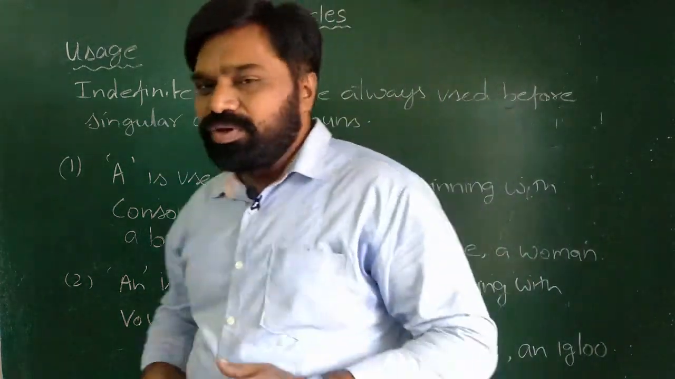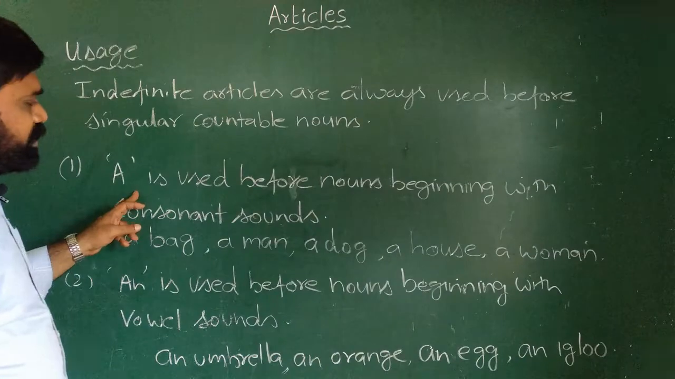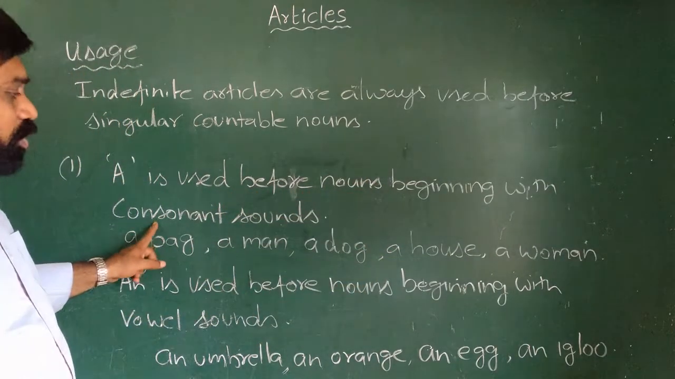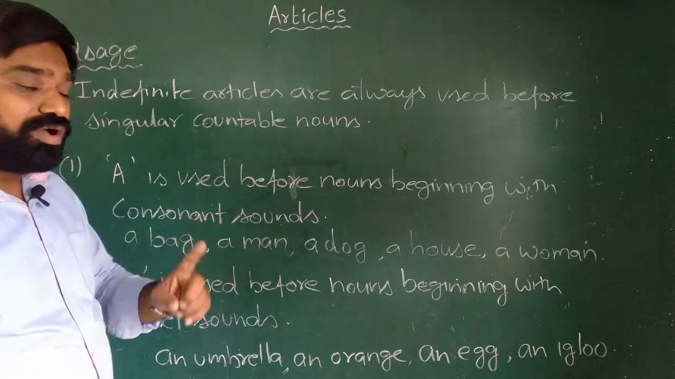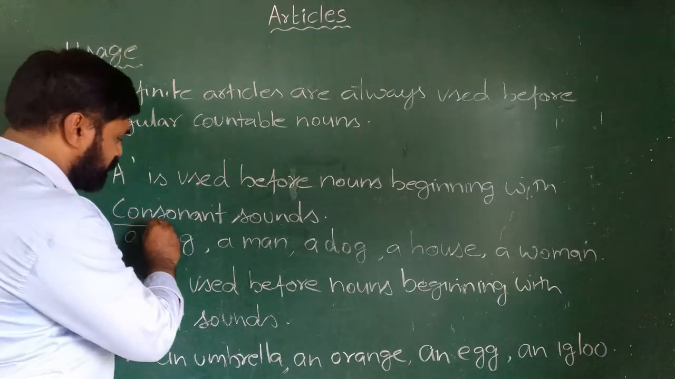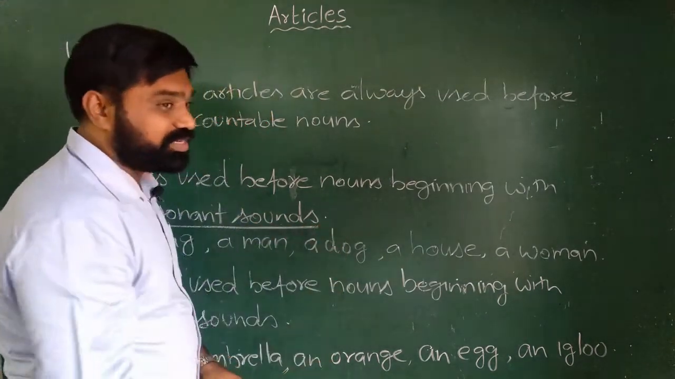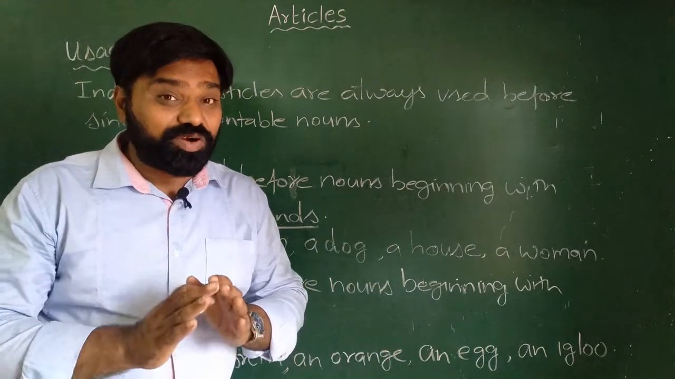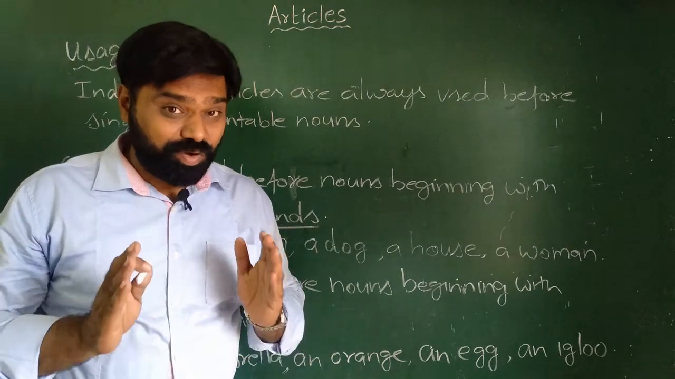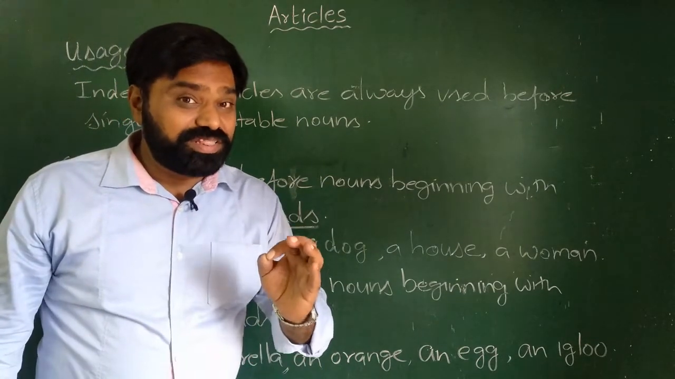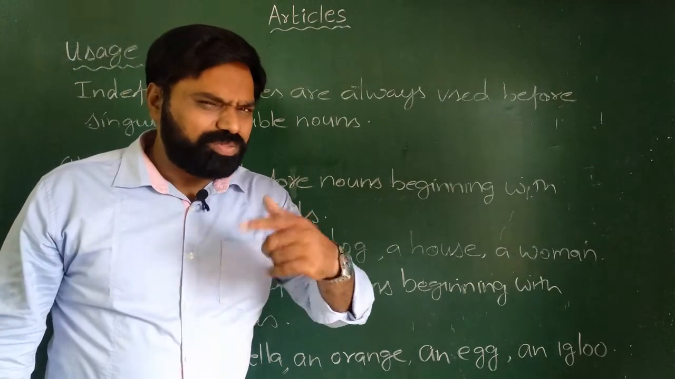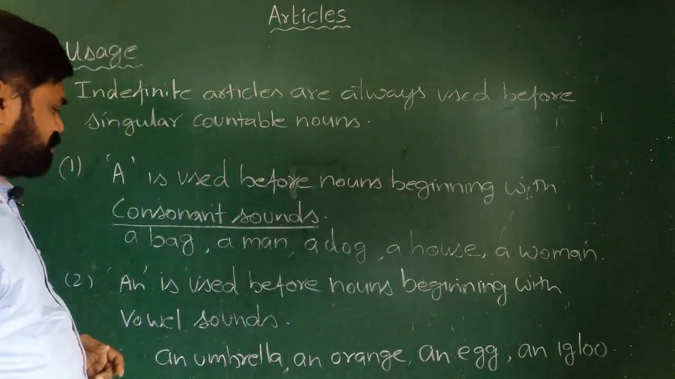Let us see how a is used. A is always used before nouns beginning with consonant sounds. Here all of you should bear in mind, it should begin with a consonant sound and not consonants. Beginning with consonants is not important. What is important is the sound. The noun should start with a consonant sound. Now how this happens, we will see in further examples.